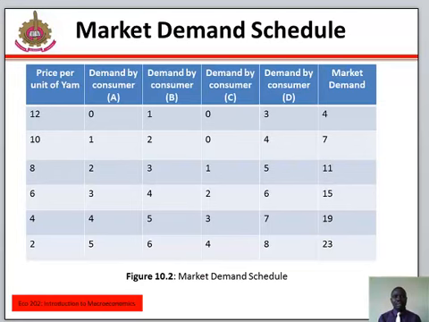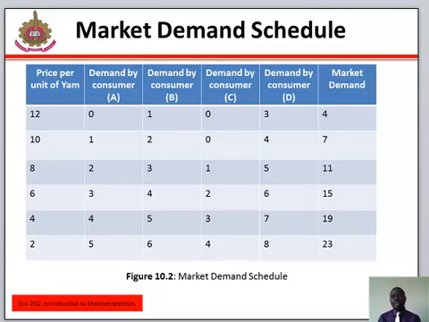Market demand schedule. The market demand schedule refers to all the quantities of a commodity purchased by all consumers in the market at different prices. It is the total demand for a commodity by all the consumers. It is the aggregate quantity demanded for a commodity by all the consumers in the market. A typical market demand schedule is demonstrated on the slide. To derive the market demand curve is a simple process.